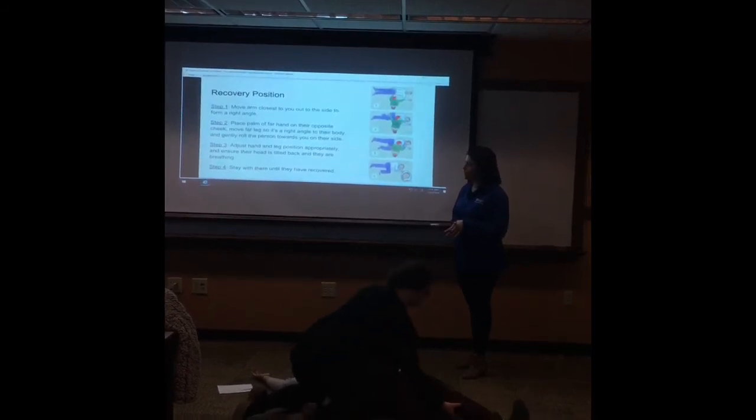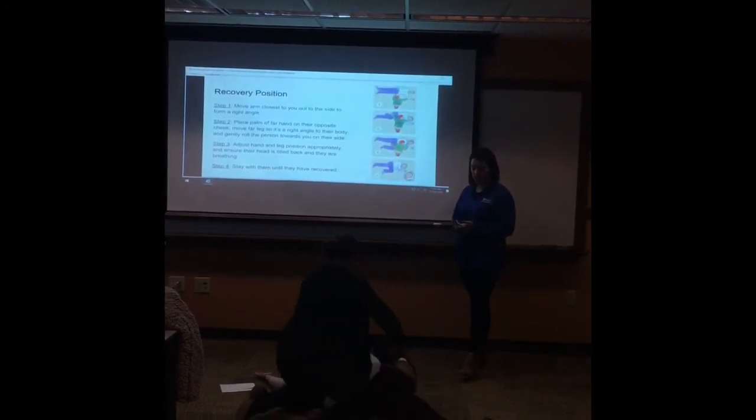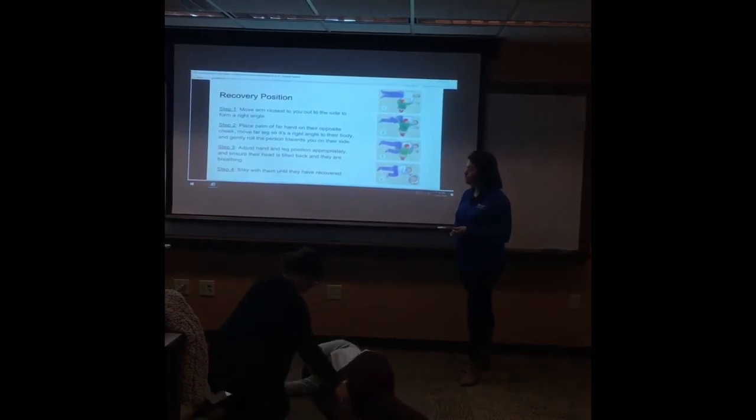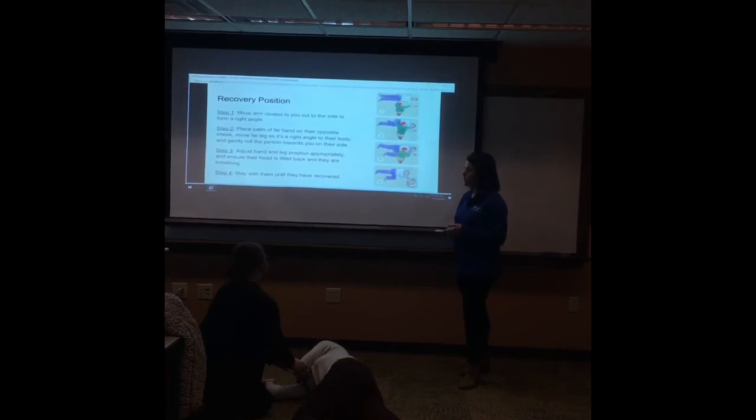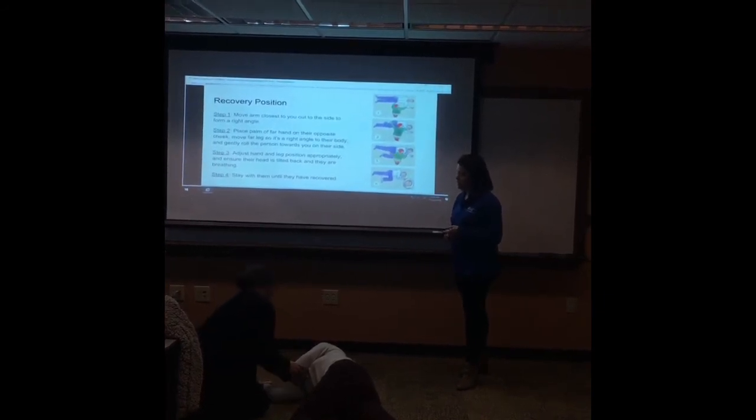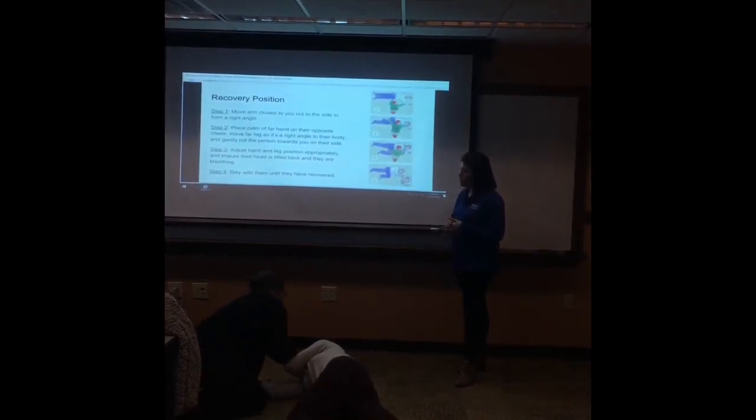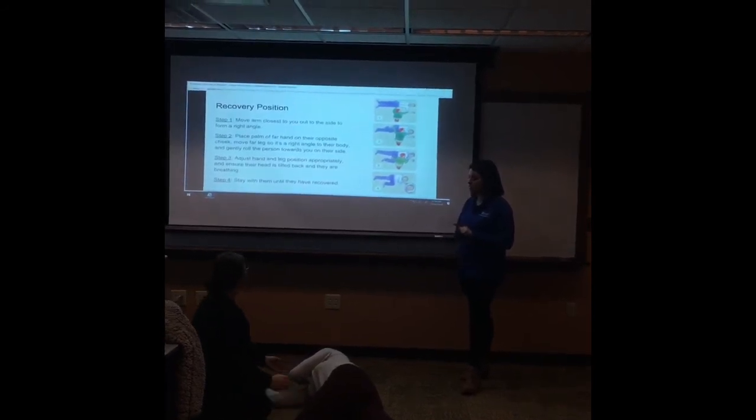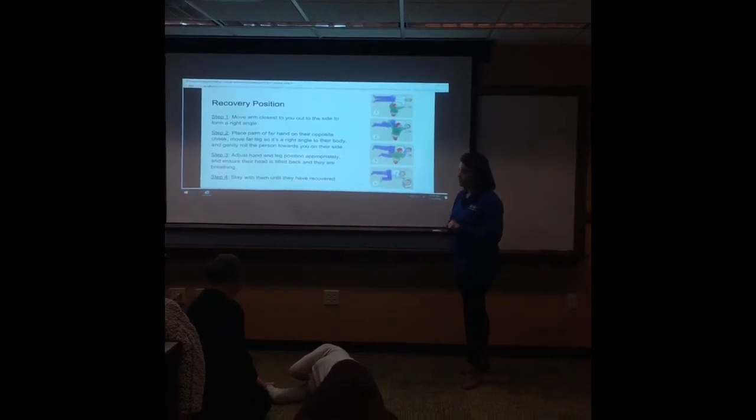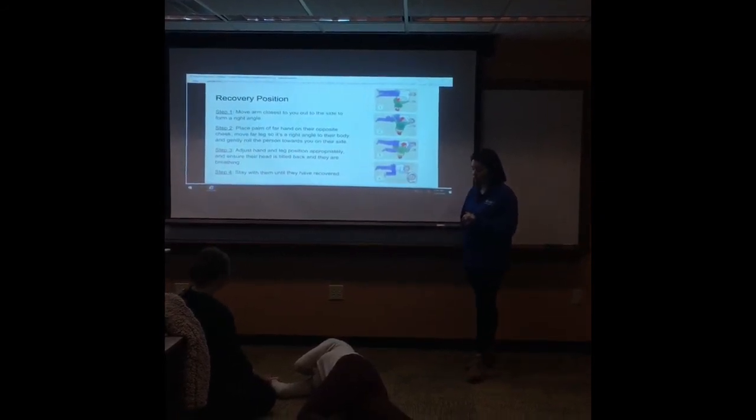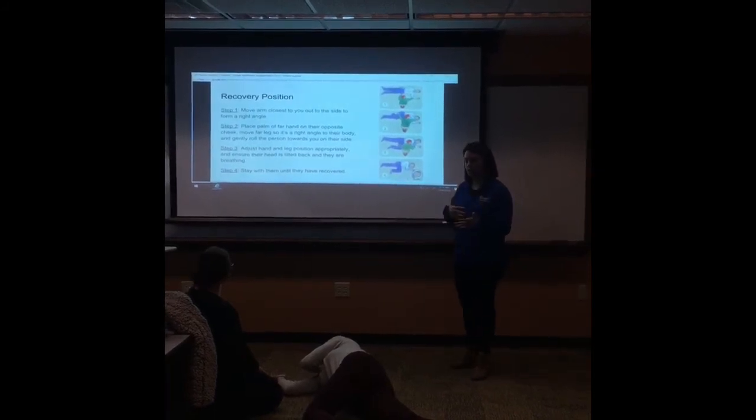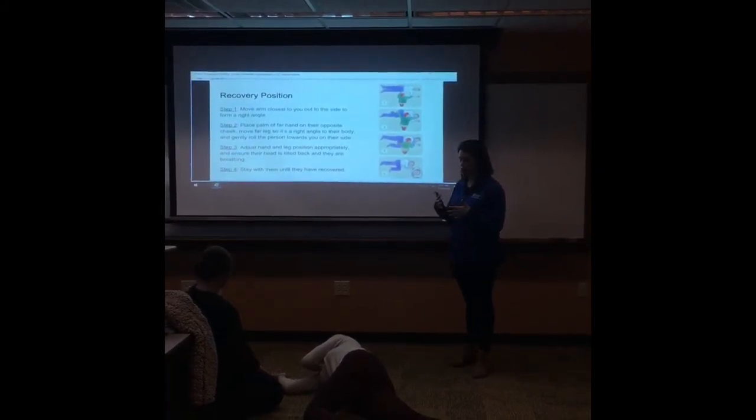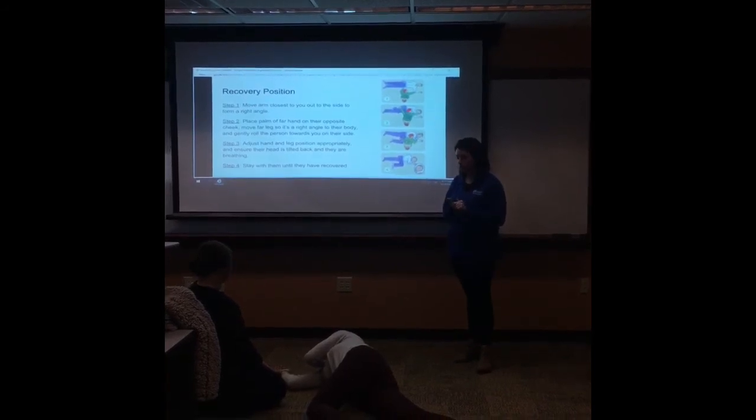Move the far leg so it's a right angle to their body, and gently roll the person towards you on their side. Step 3, adjust hand and leg position appropriately and ensure their head is tilted back and they are breathing. Step 4, stay with them until they have recovered. And then within this step, you want to just talk to them, and once they're aware, start asking them some different questions.